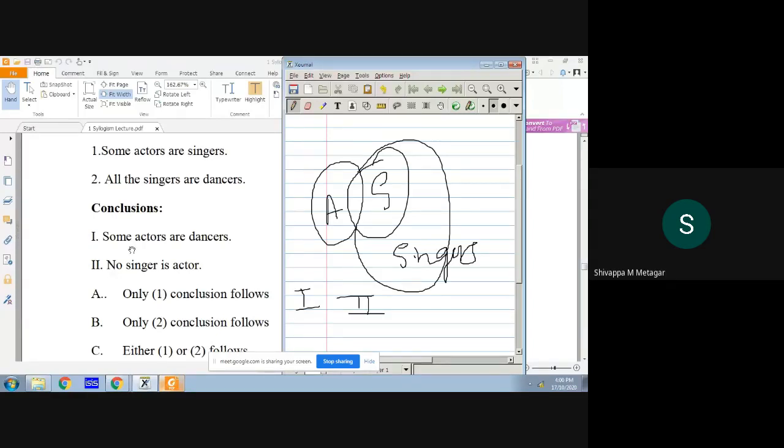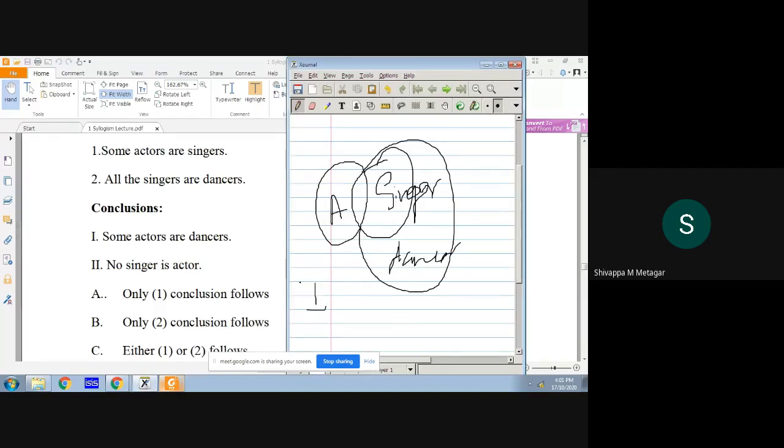Okay, conclusion. Some actors are singers. All the singers are dancers. Here, this is dancer. Some actors are singers. This is singer. And second, all singers are dancers. This is the dancer. Okay, statement 1: some actors are dancers. Some actors are dancers, no.